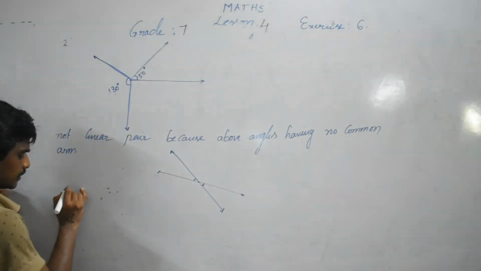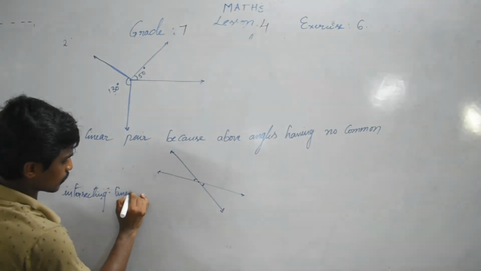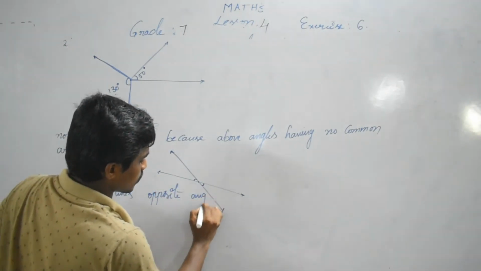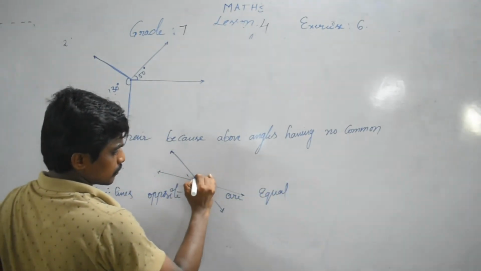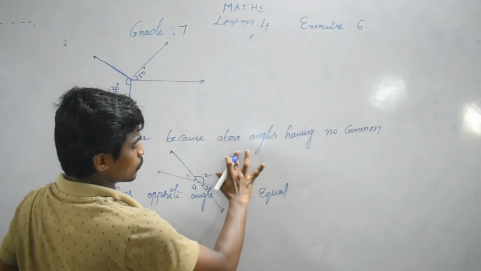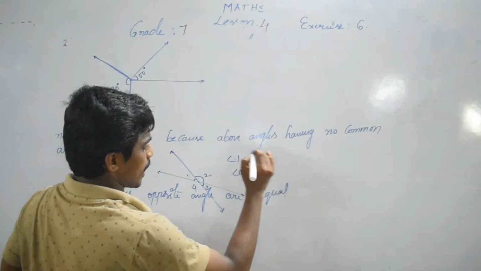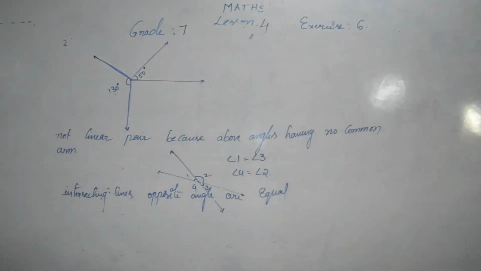Here see, intersecting lines, opposite angles are equal. So here 1, 2, 3, 4. Angle 1 is equal to angle 3. Angle 4 is equal to angle 2. So opposite angles are equal. Here exercise 6.